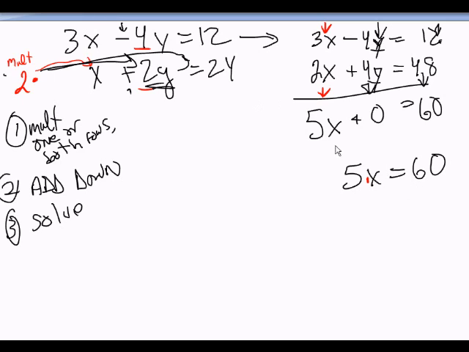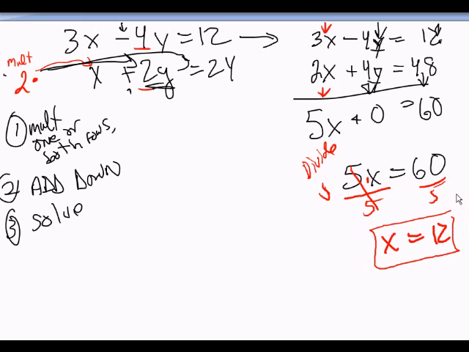Step 3 was solve for x, solve for whatever's missing. This is 5 times x. How do I get it to the other side? Do the opposite of multiply, which is divide. The only way to get rid of the 5 is to do the opposite. I'm going to divide both sides by 5, and I'm left with x equals 12. So there's one answer, x equals 12. I have to find y now.